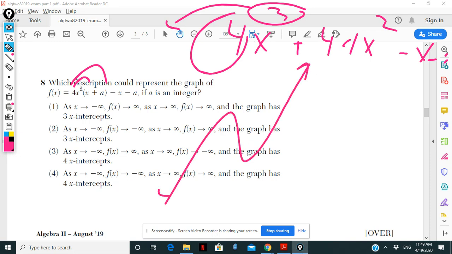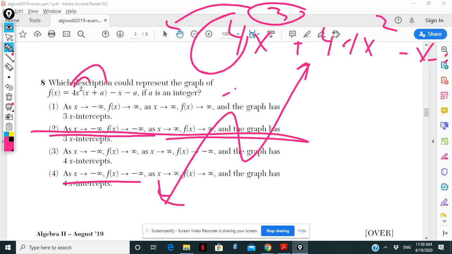Now I'm going to ask about the behavior. If it's going to negative infinity, it's going to negative infinity. And if it's going to positive infinity, it's going to positive infinity. So the answer is 2, according to the graph, because here the coefficient is positive.